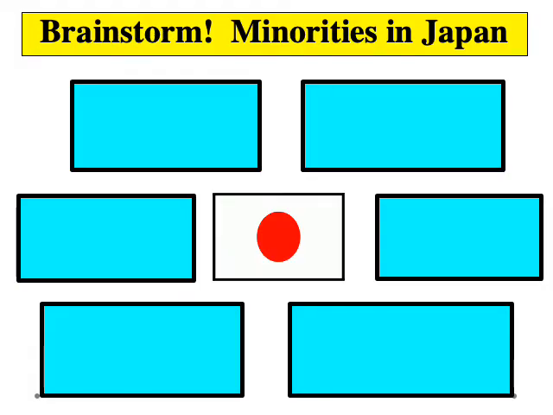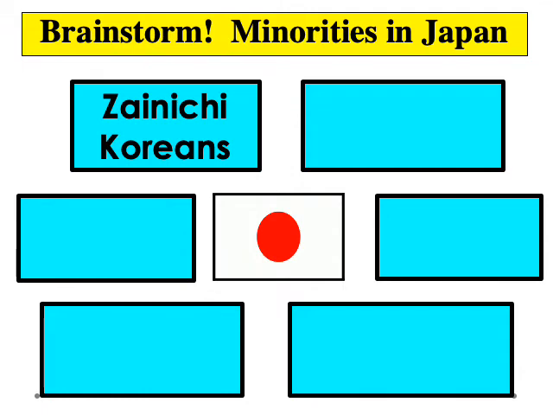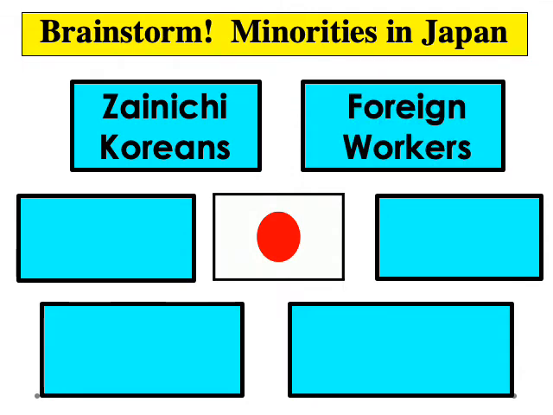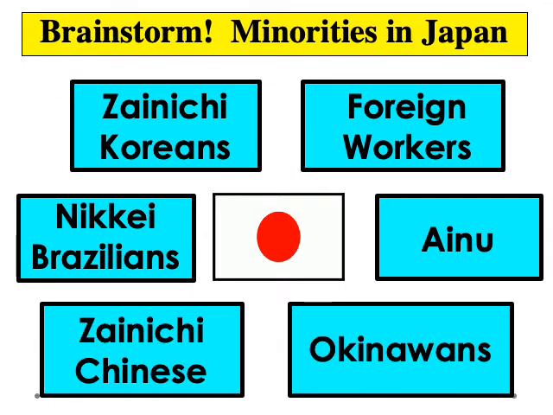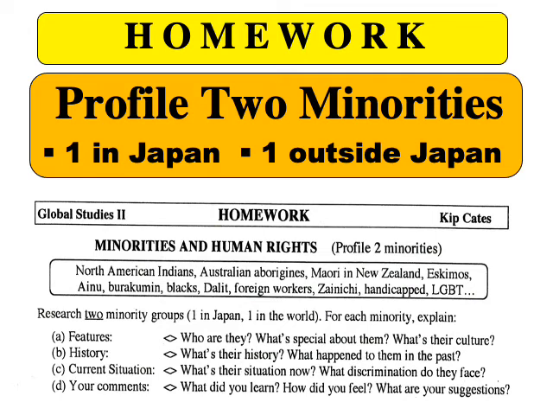Japan. It's also good to get students thinking about minorities in our countries. Put students in groups and brainstorm. Zainichi Koreans, yes, that's one. Foreign workers is another minority. Nikkei Brazilians, true. Ainu, yes. Zainichi Chinese, Okinawans even. What I do when working with minorities is to give students a homework assignment, research. Profile 2 minorities, one in Japan and one outside Japan. Features, the history, the current situation, and so on. Free choice. Students always have a good chance to learn about these.